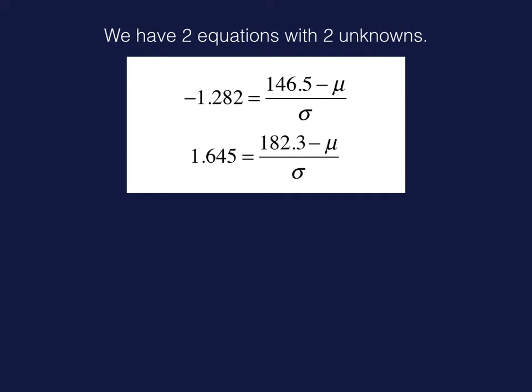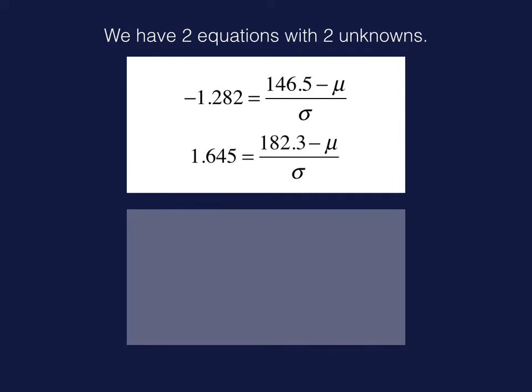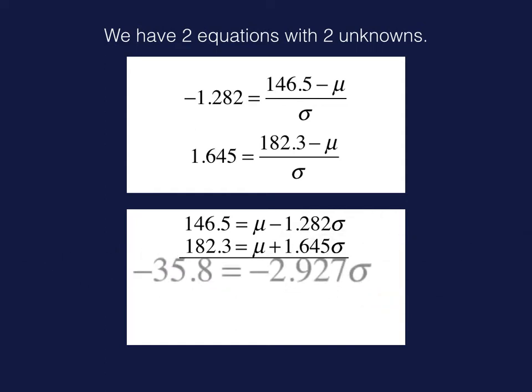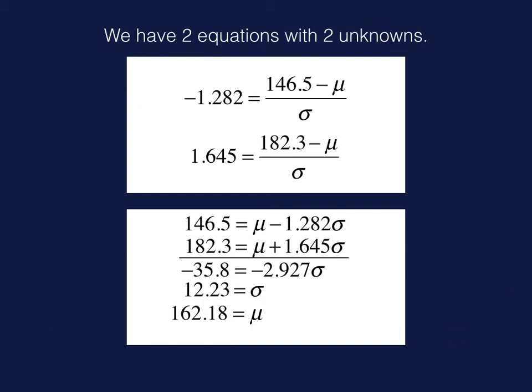So, simplifying a little bit, I have these two equations, and this is perfect for elimination. I'm going to subtract and eliminate the mean. And I can solve directly for the standard deviation. And once I have that, I can plug it back in and find the mean. And so I found my two unknowns here. But it's a matter of solving two equations with two variables.